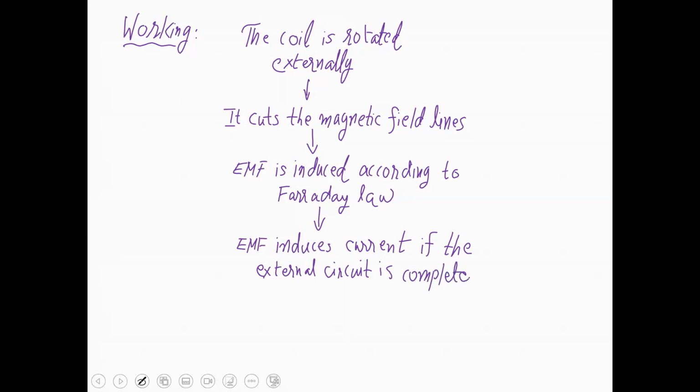Now, this is the working of an AC generator, one of the most challenging topics in our course. A generator actually does not produce continuous voltage, as you have seen in the animation. A generator actually produces EMF in a fluctuating way. This is how an AC generator works.